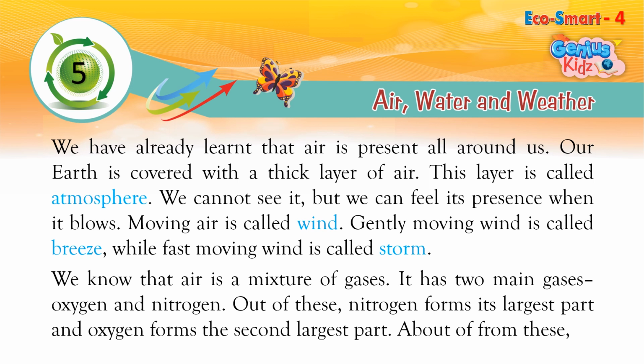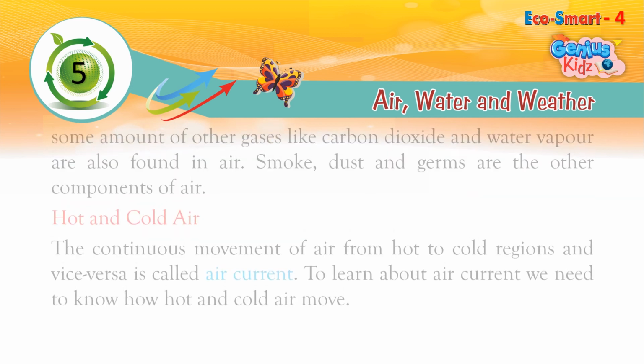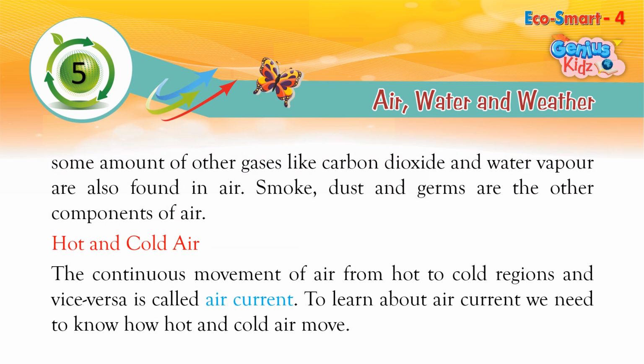We know that air is a mixture of gases. It has two main gases, oxygen and nitrogen. Out of these, nitrogen forms its largest part and oxygen forms the second largest part. Some amount of other gases like carbon dioxide and water vapor are also found in air. Smoke, dust and germs are the other components of air.